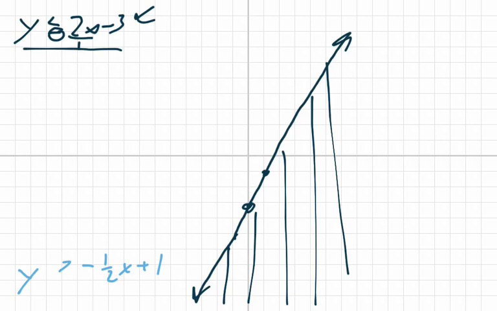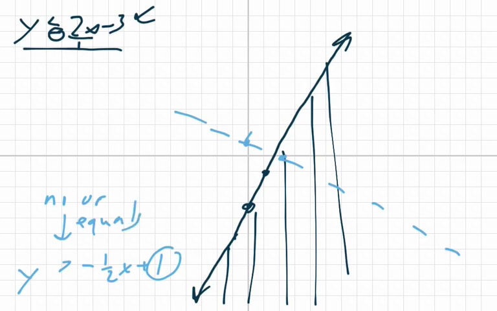Now for y is greater than negative 1/2 x plus 1, I'm going to start at the positive 1, and I'm going to go down 1 over 2. Now this line right here, I'm also drawing as straight as possible, is dotted because there's no "or equals." And because it says greater than, I shade up.